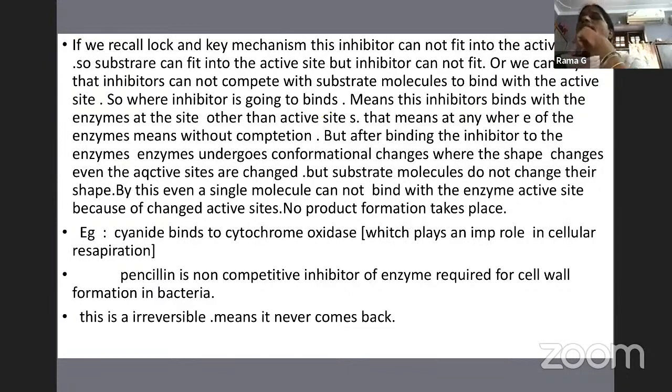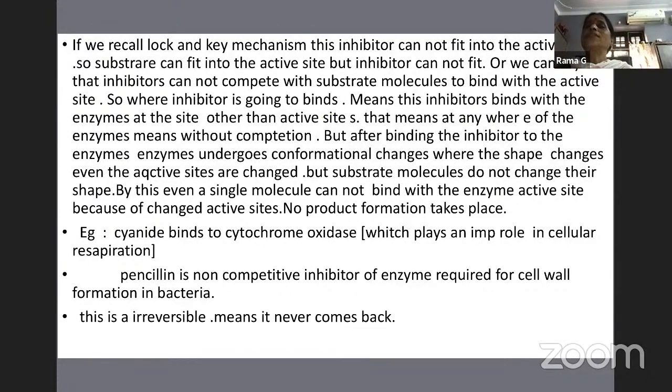We can say that inhibitors cannot compete with the substrate molecules. That means they don't compete with the substrate molecules to bind with the active sites. So where is the inhibitor going to bind? The inhibitors will occupy a place on this enzyme. They are not similar in shape to the active sites. That's why they do not go towards the active sites and do not occupy the active sites of the enzyme. Why? Because of the shape difference.